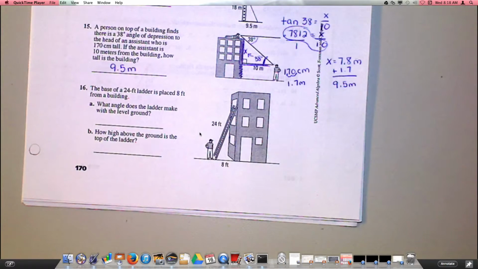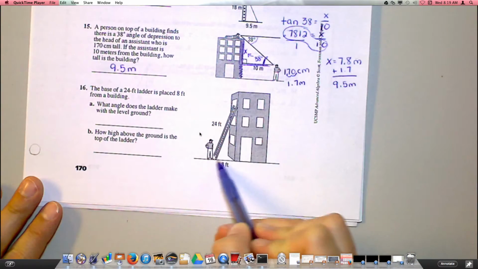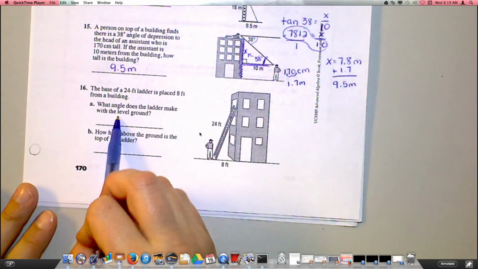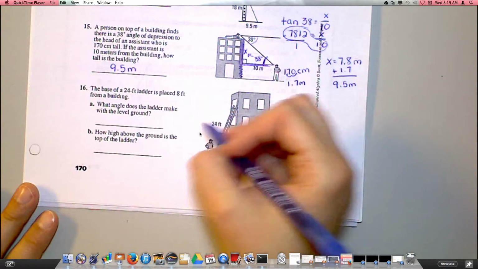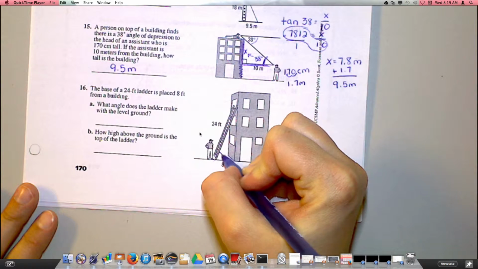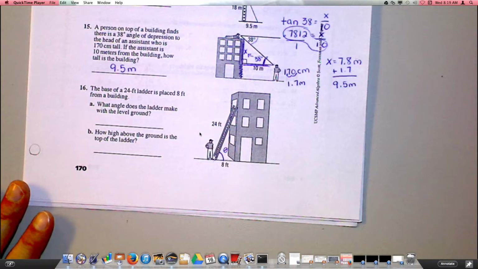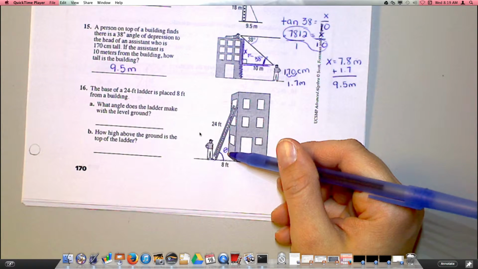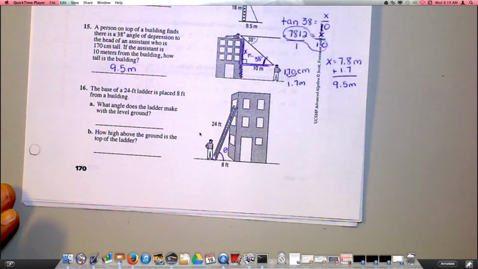The base of a 24-foot ladder is placed 8 feet from a building. So here's your 24-foot ladder, here's your 8 feet from the building. First question I'm asked is, what angle does the ladder make with the ground? Make sure you're looking for the right angle here. It's where the ladder meets the ground, so that would be this right here. This is my angle that I'm trying to find. Again, remember that symbol is just like using an X. If you use an X there, that's fine too. But that's just sort of how you mark and say this is the angle I'm trying to find.